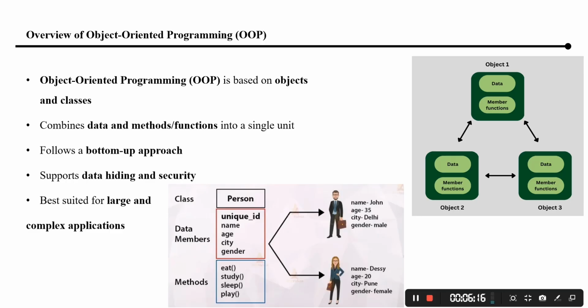You can see the example here. There are two objects with different attribute values. Name John, age 35, city Delhi, gender male. And coming to the other object, the name is Desi, age 20, city Pune, gender female. The values are different, but they have the same features with different values.